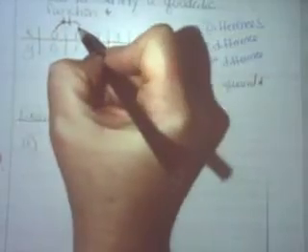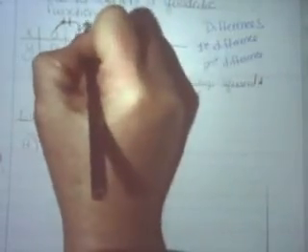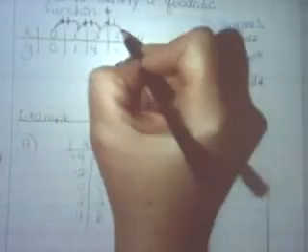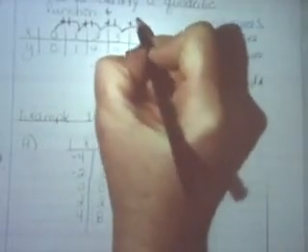0 to 1, we increased by 1. 1 to 2, we increased by 1. 2 to 3, we increased by 1. 3 to 4, we increased by 1. Your change in your x has to be constant. And here it is constant. I increased by 1 each time. And now you have to look at your y values. That's where your differences come in.